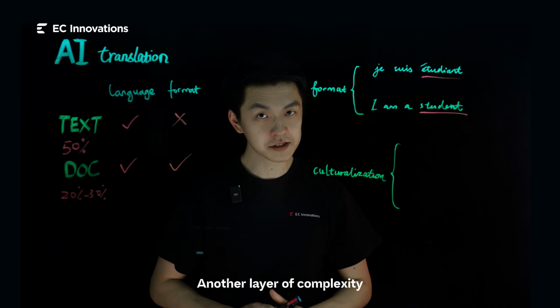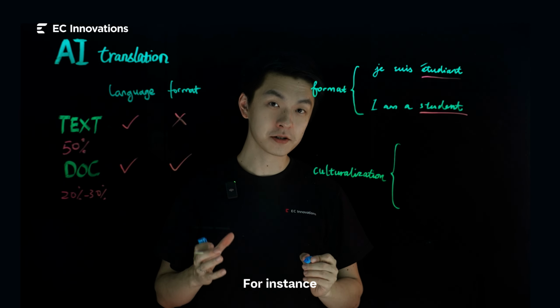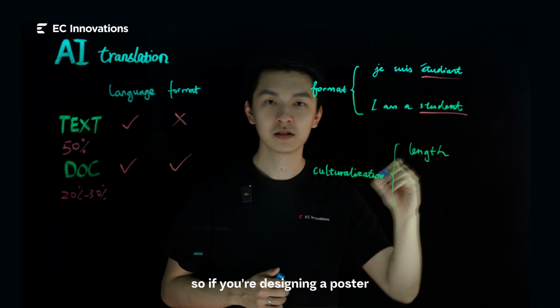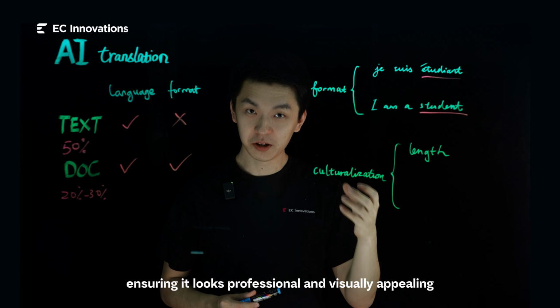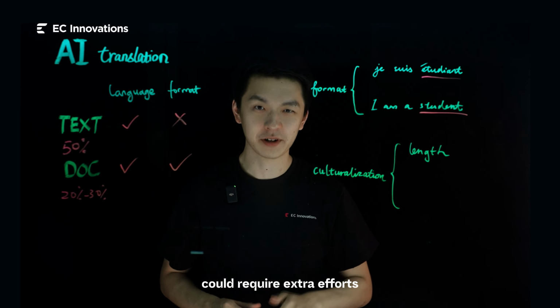Another layer of complexity comes from differences in layout across different languages. For instance, Chinese text is typically shorter than English. So if you're designing a poster, ensuring it looks professional and visually appealing in multiple languages could require extra efforts.